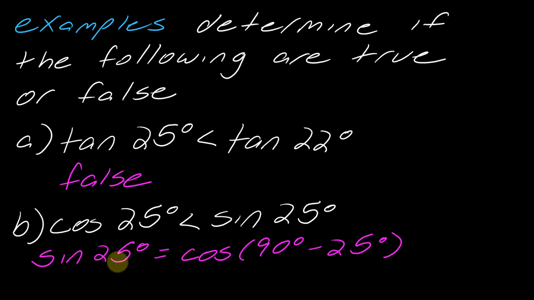So to find the co-function, I take sine of 25 degrees, that's going to be equal to, so cosine is a co-function with sine, so I take 90 degrees minus 25 degrees. What this does is it allows me to write the equivalent of sine. The equivalent of sine is cosine. So the equivalent of sine of 25 degrees is cosine of 65 degrees. And so now I can see 25 degrees versus 65 degrees.